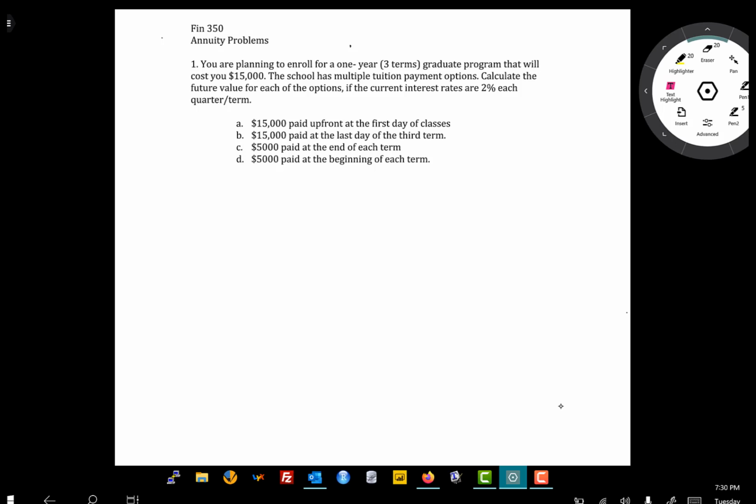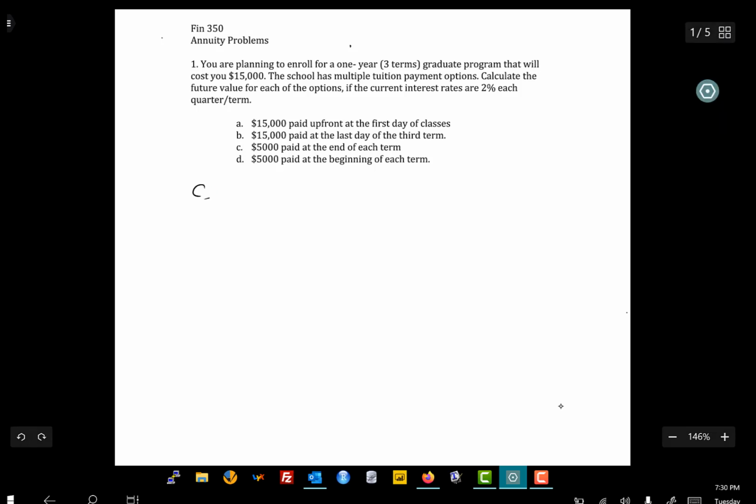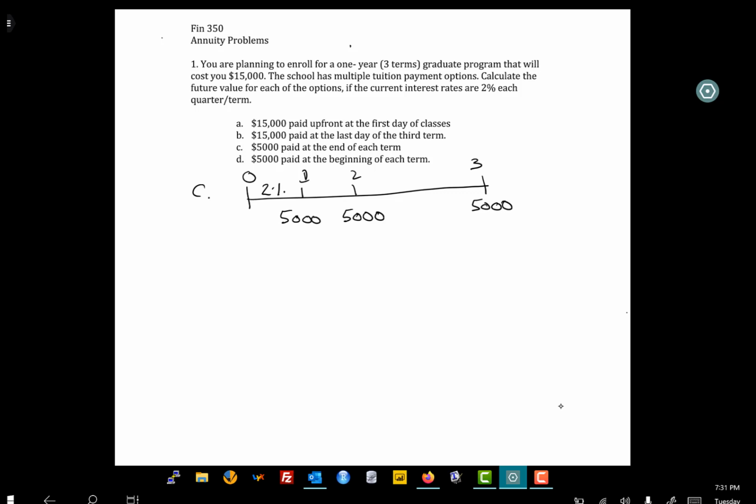So we're going to focus on C and D, where C is an ordinary annuity and D is an annuity due. Let's solve for part C first. Part C is 3 payments of 5,000, at time periods 1, 2, and 3. It's an ordinary annuity because the payments are made at the end of each period, with an interest rate of 2%. We want to find the future value at time period 3 for these payments.